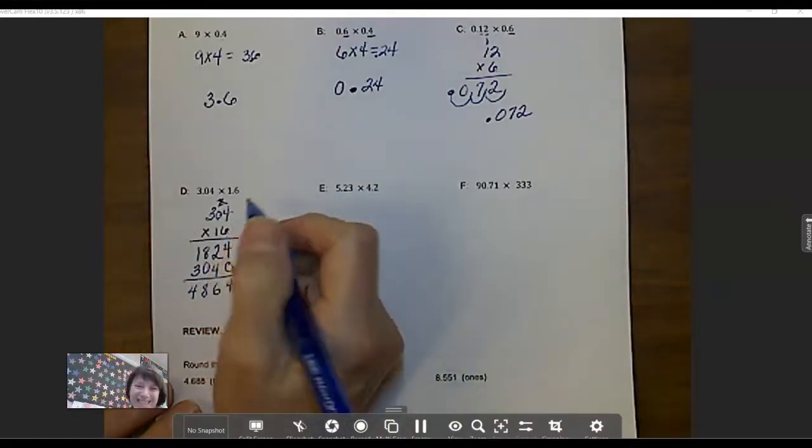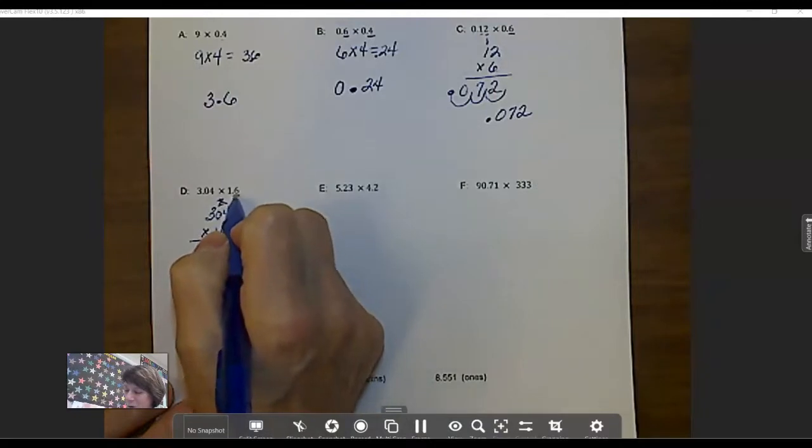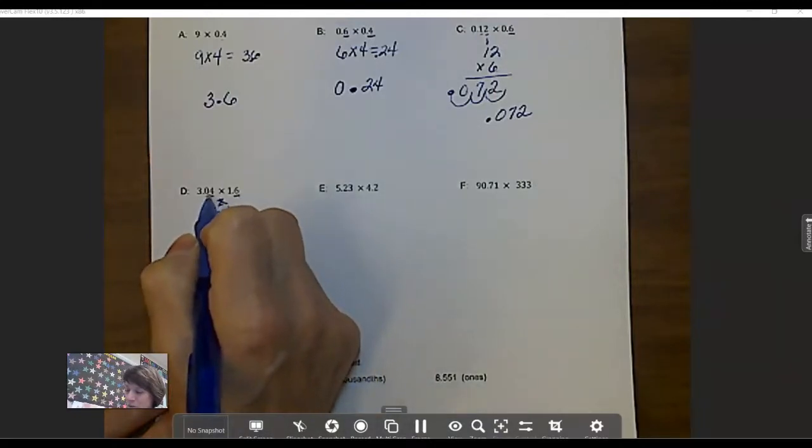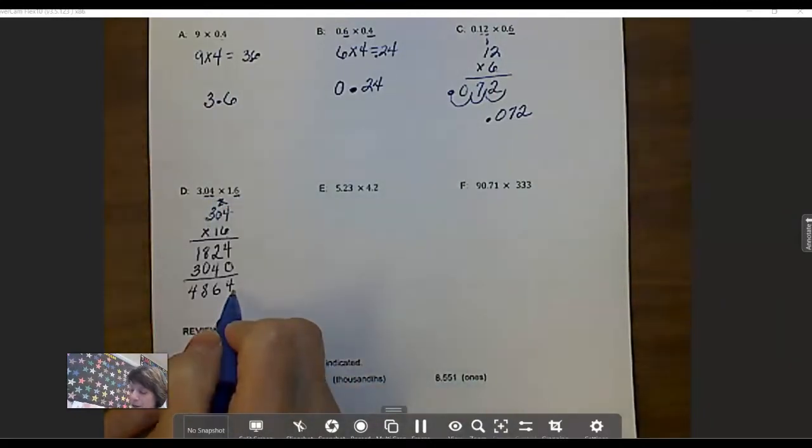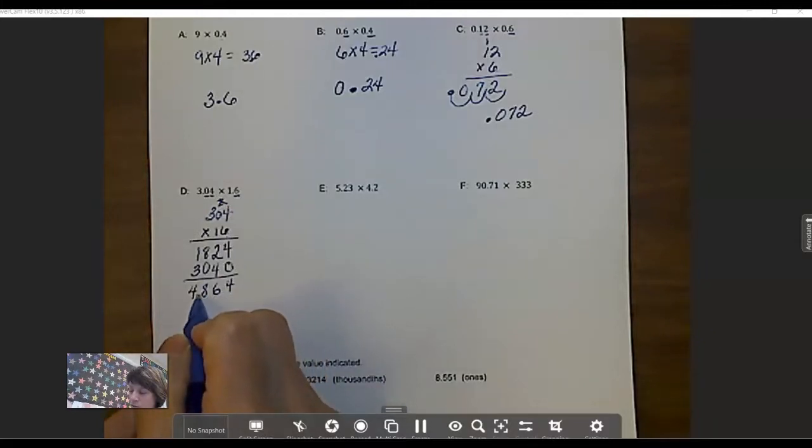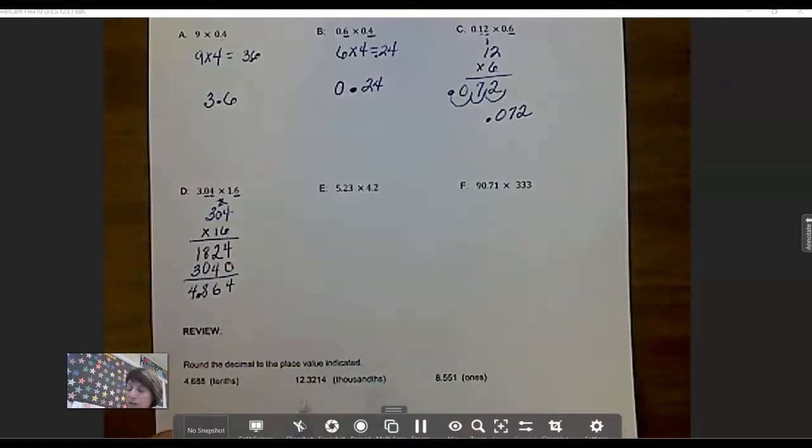Now comes the magic. We go back and we count 1, 2, 3 numbers behind the decimal point. So we start here and count 1, 2, 3 spaces in. And so our answer is 4 and 864 thousandths.